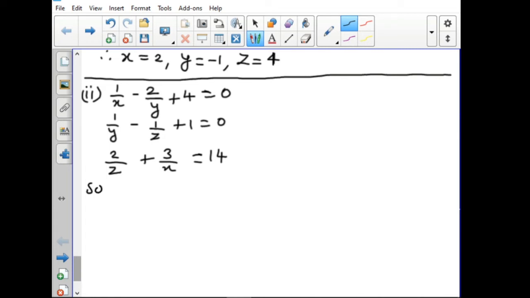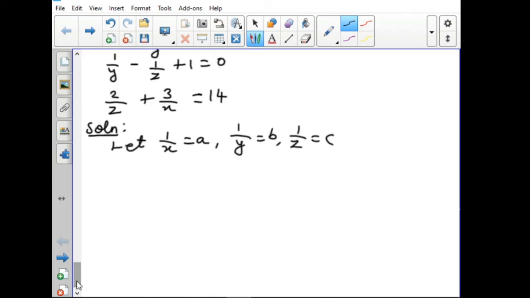So what we have to do? We have to assume 1 by x, 1 by y and 1 by z. So let us assume 1 by x equal to a. Next, 1 by y equal to b. Next, 1 by z equal to c. Like that, first you have to assume for the given equation.